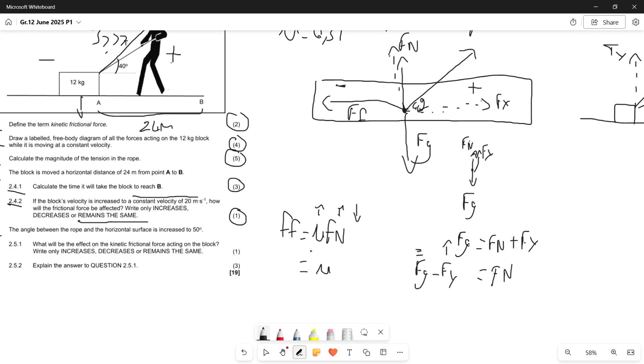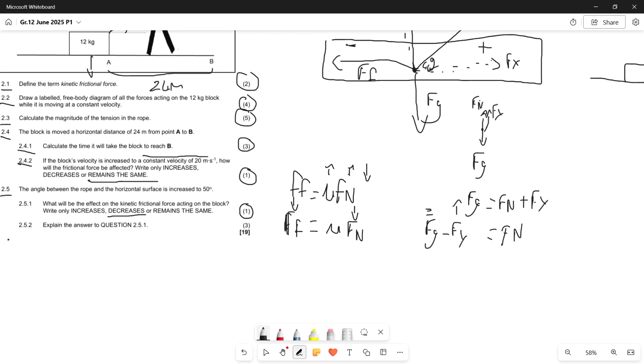Our coefficient has not changed. The material that the surface is made of has not changed, but our Fn is going down. So if our Fn is going down because we increase the angle, the kinetic frictional force acting on the block will also go down because it is directly proportional to the Fn. So if Fn goes down, our frictional force goes down, and therefore our answer is decreases. And that'll earn us 1 mark over there.